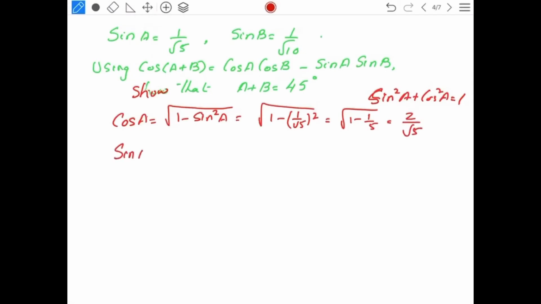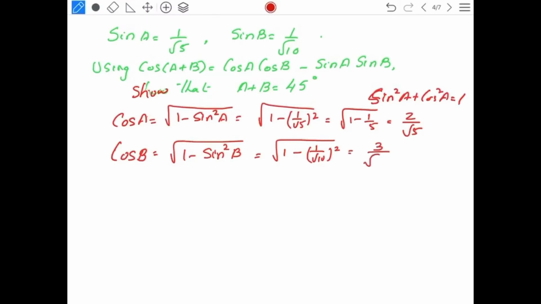Similarly, cos B you have to find. Cos B is equal to root of 1 minus sin squared B, which is root of again 1 minus 1 by root 10 the whole squared. So this will be 3 by root 10.